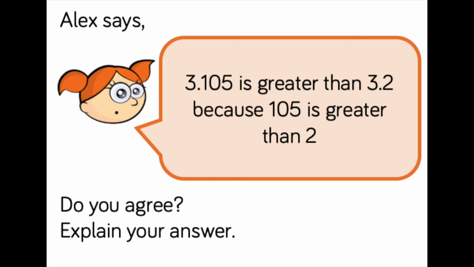Before we start today's work, I'm just going to go through yesterday's challenge. So Alex said 3.105 is greater than 3.2 because 105 is greater than 2. Hopefully you disagreed with this, and that's because 3 wholes, they're the same, but 1/10 has less value than the 2/10 in 3.2, and that's something we're going to explore further in detail today.